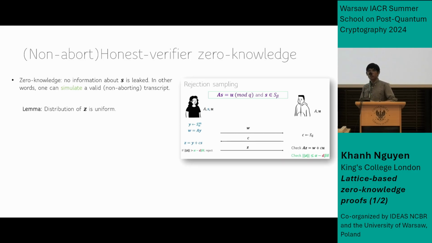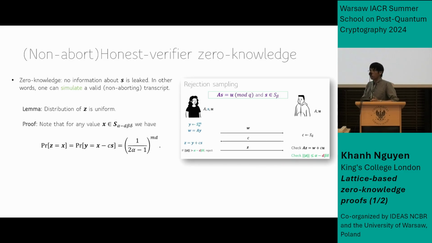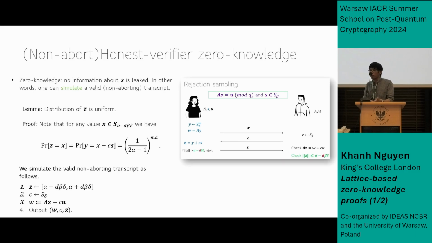We start with a very simple lemma, just for concreteness. If we simulate a non-aborting transcript, so we don't reject, then the distribution of Z is uniform. What does it mean? If the if statement here holds, like if the norm of Z is small, and I pick any X within that range, then the probability of Z hitting that X in that range is equal to the probability that Y is equal to X minus CS, because Z is equal to Y plus CS. And because we picked Y uniformly at random, I get a uniformly random distribution.